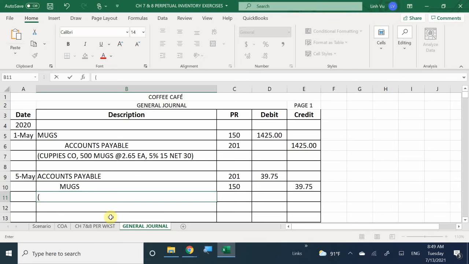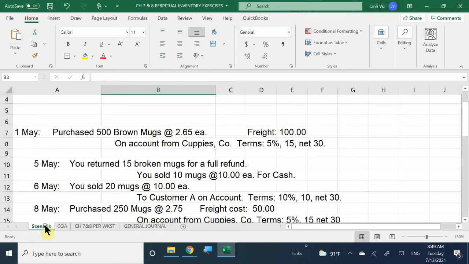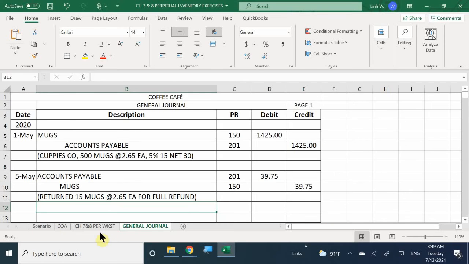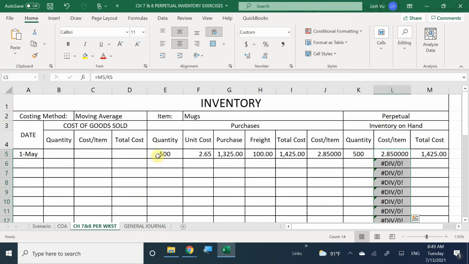Okay. All right. So here I'm going to say return 15 mugs at $2.65 each for full refund. Okay, so let's double check that for full refund. Since we already know how much it is, let's go ahead and plug this into our inventory worksheet.